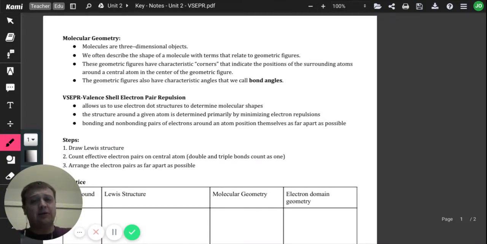For today's notes, which are going to be over VSEPR shapes, you're going to need your notes, something to write with, and then you will also need a periodic table. So make sure you've got those, and let's go ahead and get started.